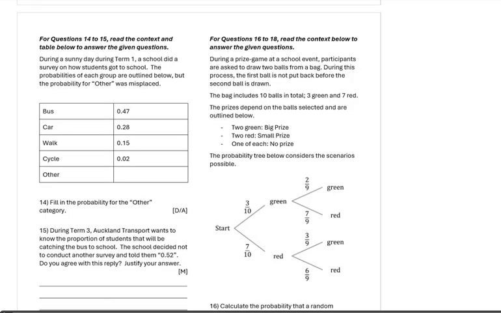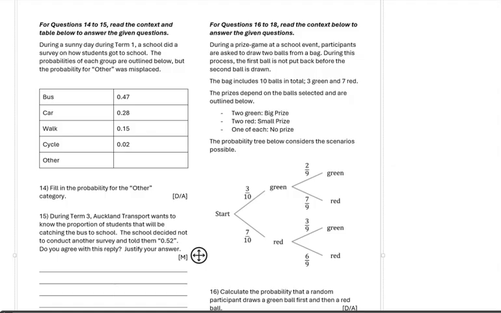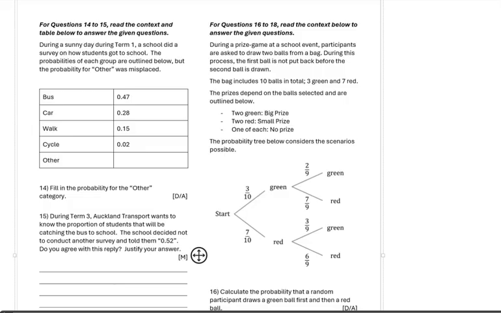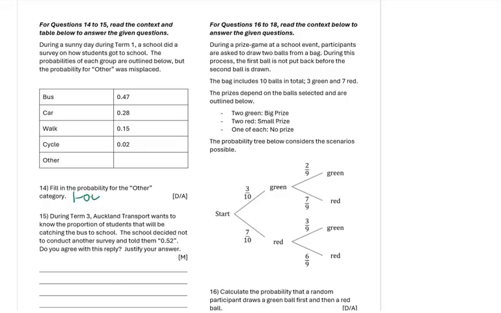One thing to note is that the other one is actually missing, because that relates to the first question there: find the probability that the person was other. The way you would have needed to do that is all of these probabilities here, including the missing one, have to add to 1. So other would be 1 minus the other numbers: minus 0.47, minus 0.28, minus 0.15, and then minus 0.02. Plug that into your calculator, you get 0.08. So about 8% of students get there via other means. And if you got that right, that was worth an achieved mark.